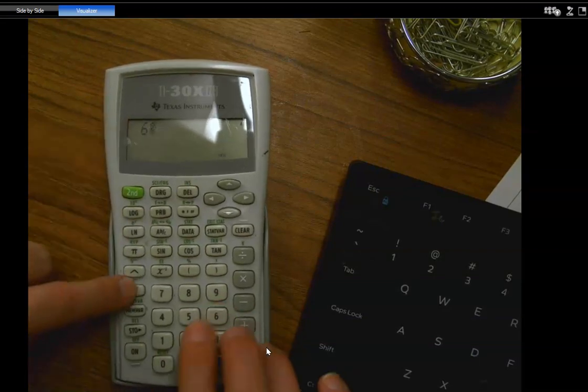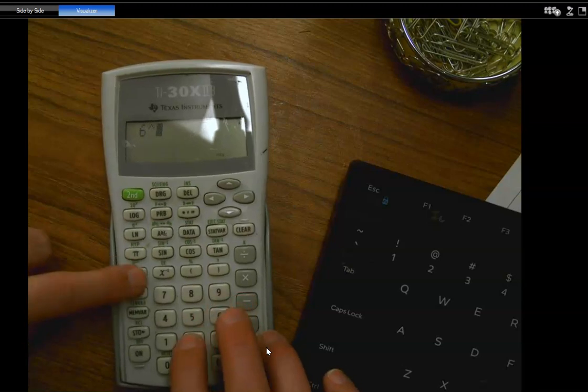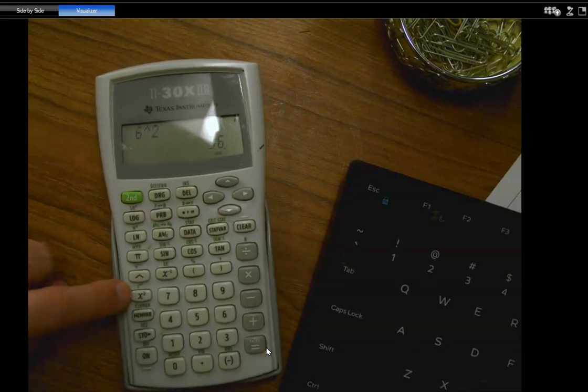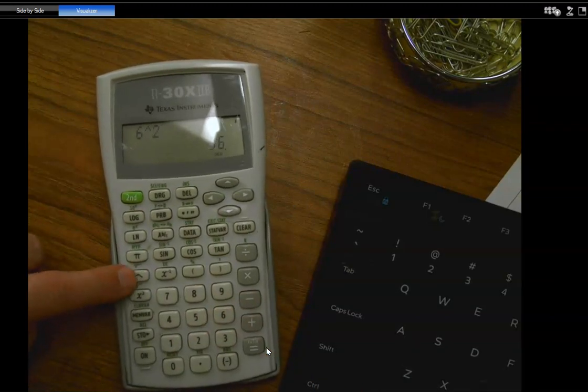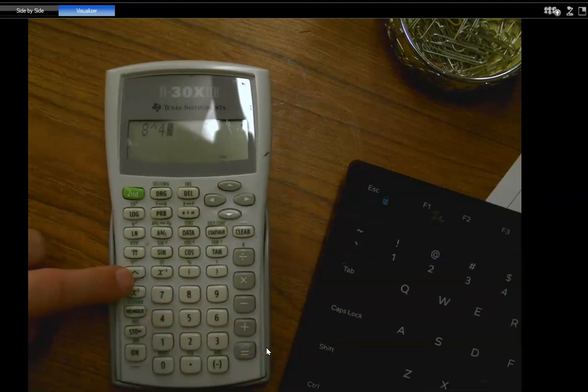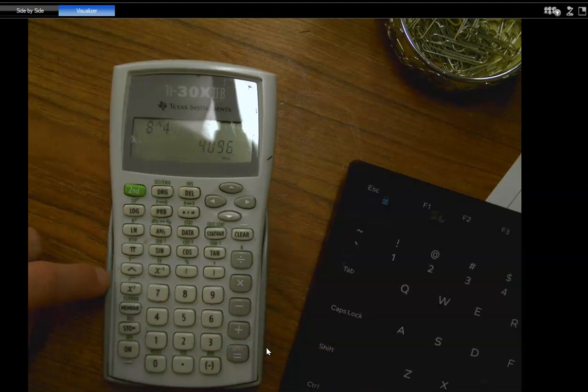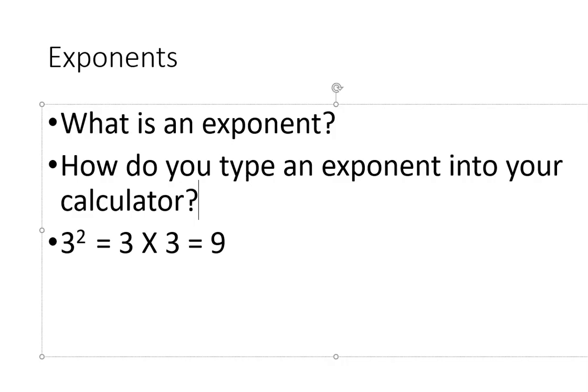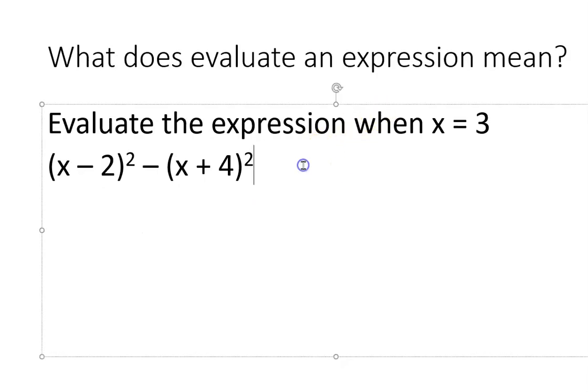Okay, so I could do 6 squared or 6 caret 2. This one only works if the exponent is a 2. This one will work for any exponent. If I have an exponent of 4, 8 caret 4, that means 8 times 8 times 8 times 8, and that's 4096. Okay, that is exponents.